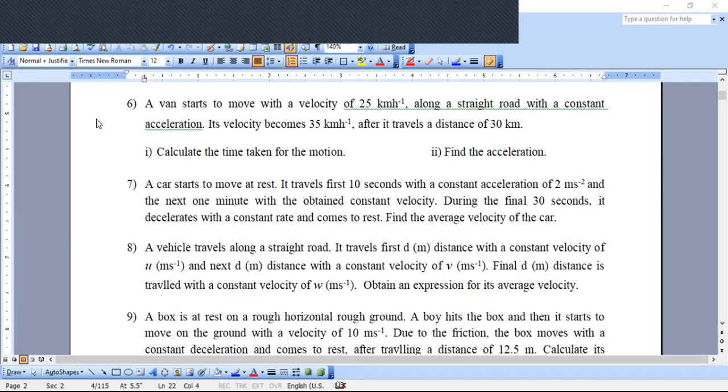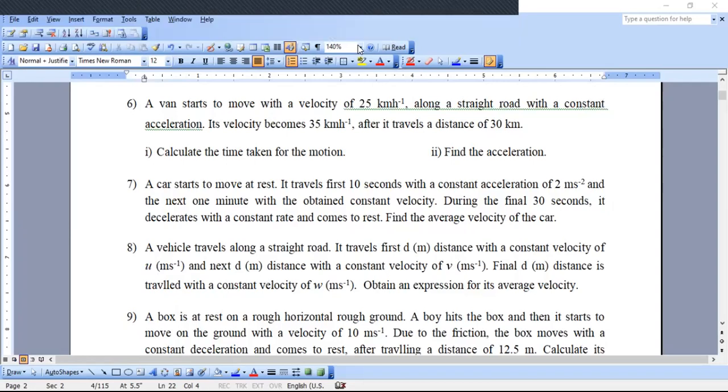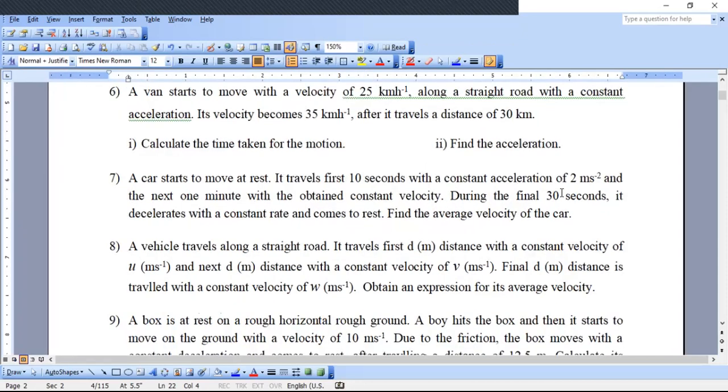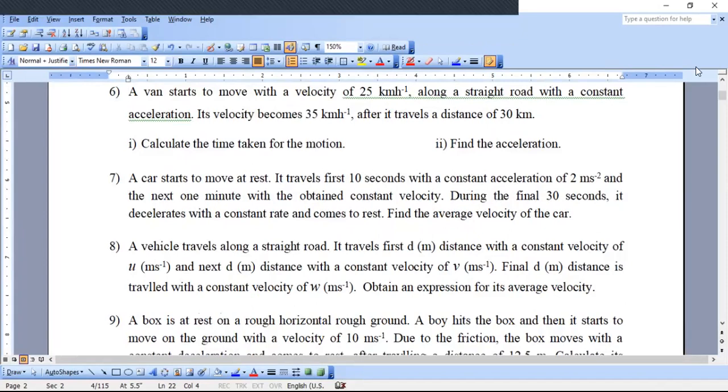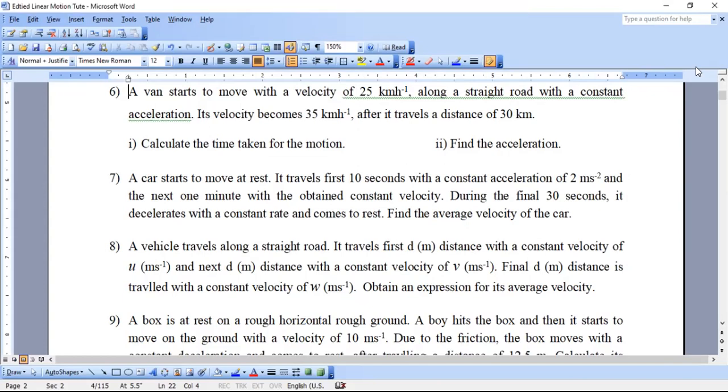Right, thank you, dear. So it tells us a car starts to move at rest. It travels first 10 seconds with a constant acceleration of 2 meters per square second. The next 1 minute with a constant velocity. During the final 30 seconds, it travels with a constant rate of deceleration and comes to rest. So it means there is acceleration, constant velocity, and then deceleration. Find the average velocity of the car. So let's give a try here.